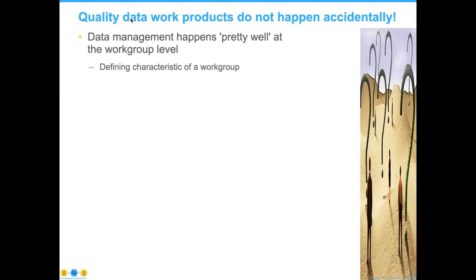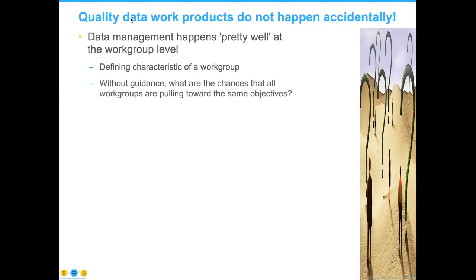The more complex our society and our technology gets, the less likely it is that things will happen to work together. But what we can observe is that data management actually defines what a work group is. Data management, we say, works pretty well at the work group level. A work group is defined by the ability to exchange data, relatively speaking, within their characteristics. On the other hand, without organization-wide guidance, what are the chances that all the work groups are going to be pulling towards the same objectives, and particularly with respect to the data that they have?